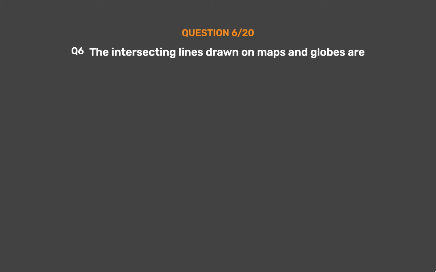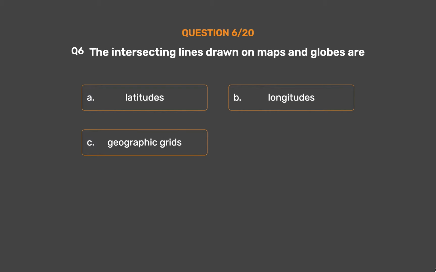Question number 6. The intersecting lines drawn on maps and globes are Option A. Latitudes. Option B. Longitudes. Option C. Geographic grids. Option D. None of the above. The correct answer is Option C.